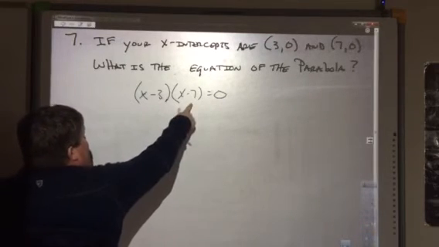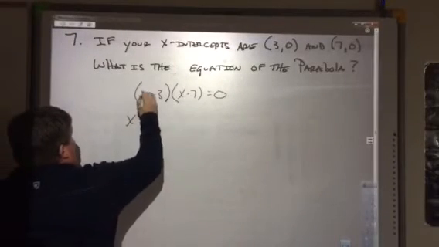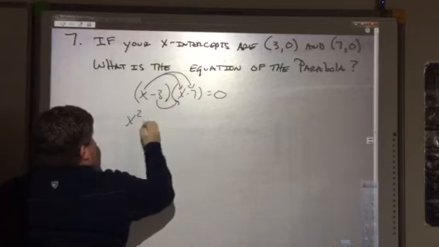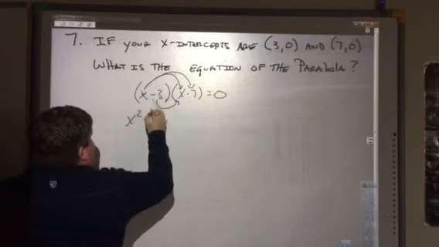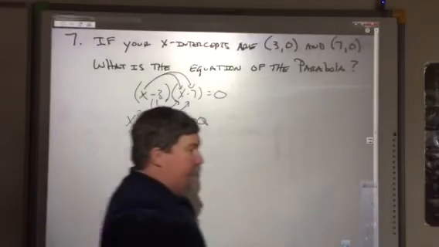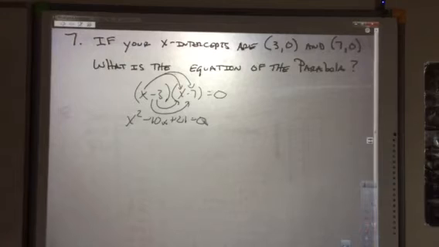So if we multiply this by doing the generic rectangle, we get x squared, negative 7x minus 3x is negative 10x, negative 3 times negative 7 is plus 21. And we get our equation using FOIL or the generic rectangle.